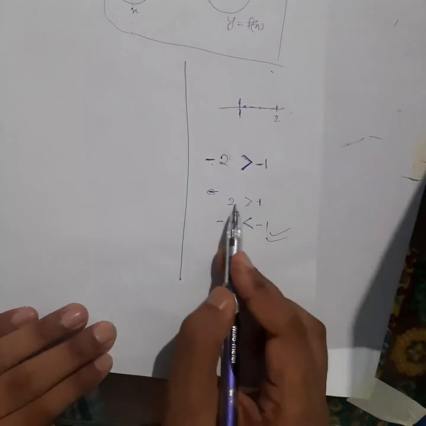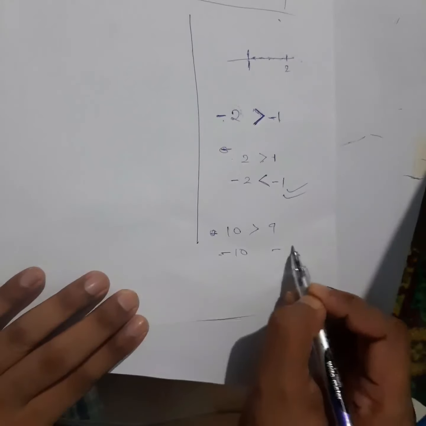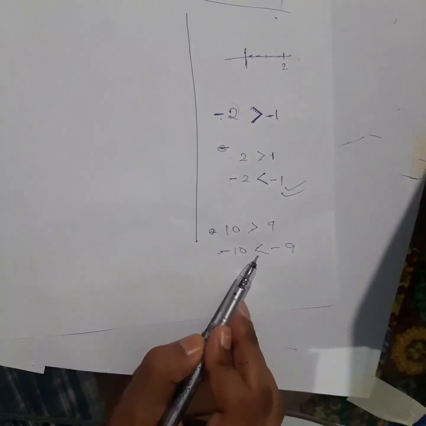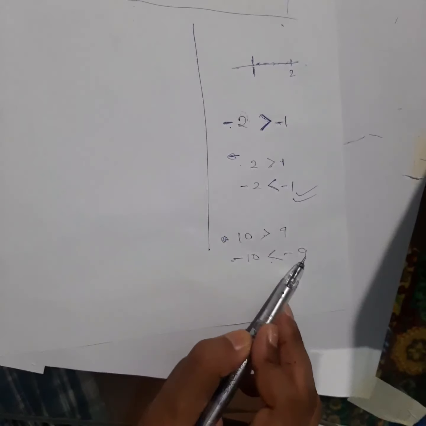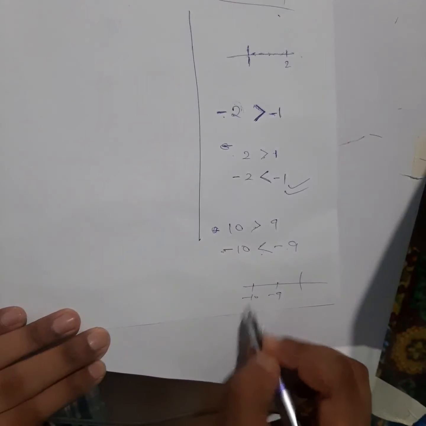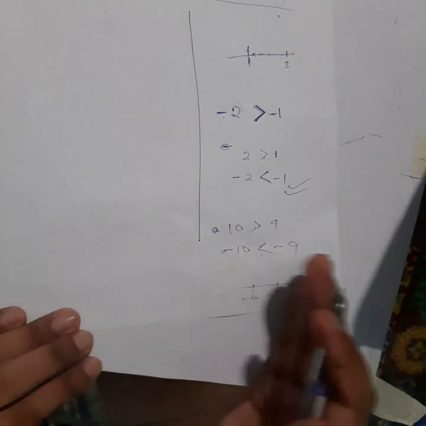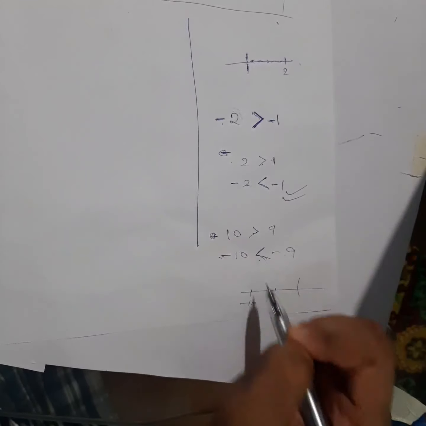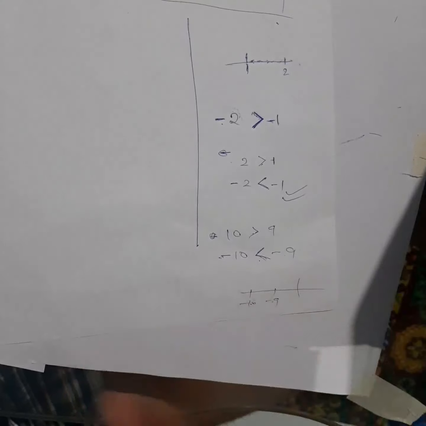You can take any kind of number like this. 10 is greater than 9, right? Put minus on both sides. Then will it remain the same? Obviously no, the greater than symbol will change. You can see minus 10 is less than minus 9. You can check that on the number line. Minus 9 will come here, then minus 10. This is on your left, and numbers on the left are always smaller. So this is less than this one. So whenever you put minus on both sides, the greater than symbol will change into less than, and less than will change into greater than.